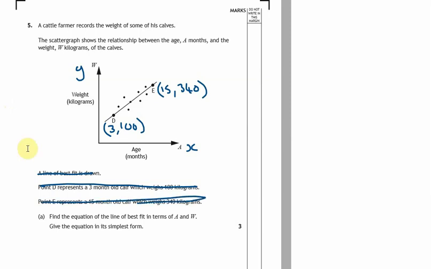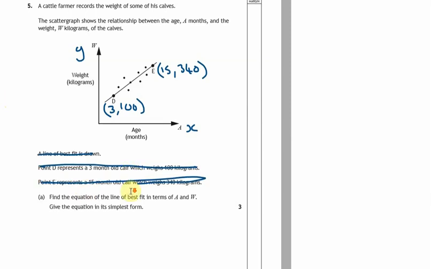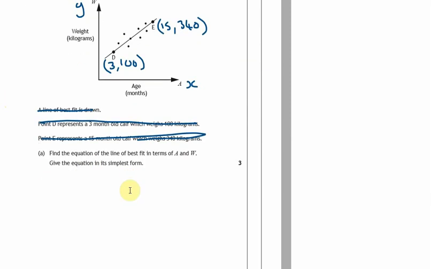Find the equation of the line of best fit in terms of A and W. Well, to begin with, let's just use y is equal to mx plus c. I like using x's and y's to begin with, and then we'll change it at the end. So y is equal to mx plus c is the equation of the line. You should be aware of this. We've gone through this on all the videos if you've watched them.